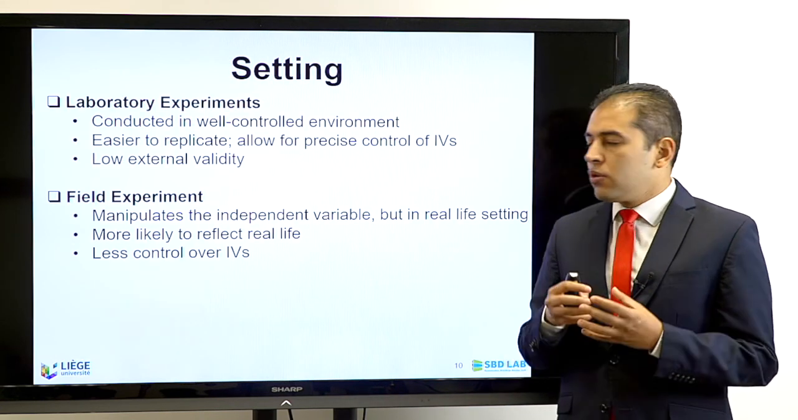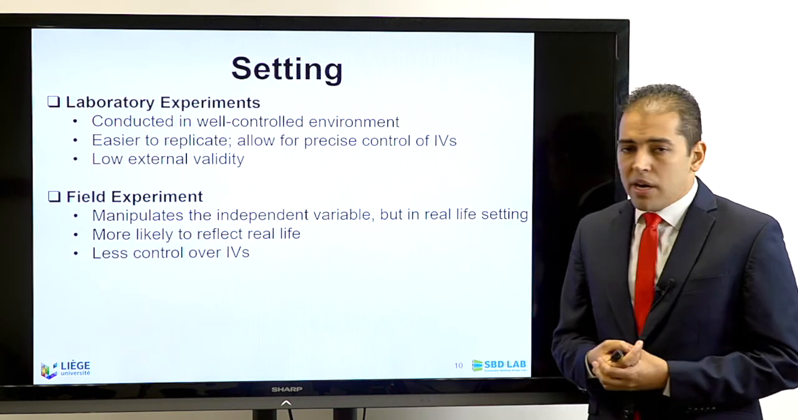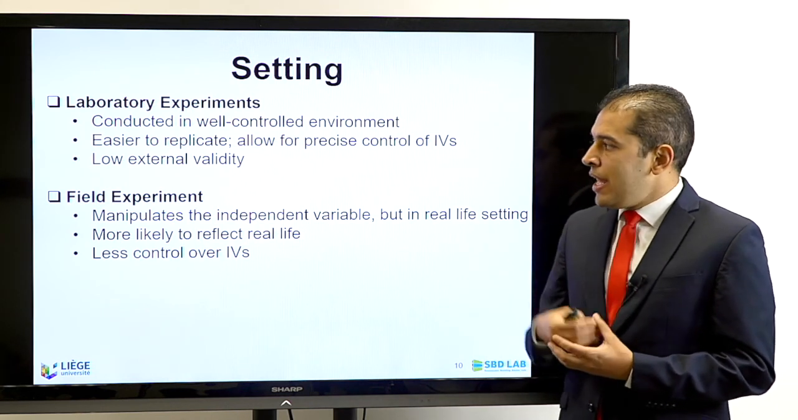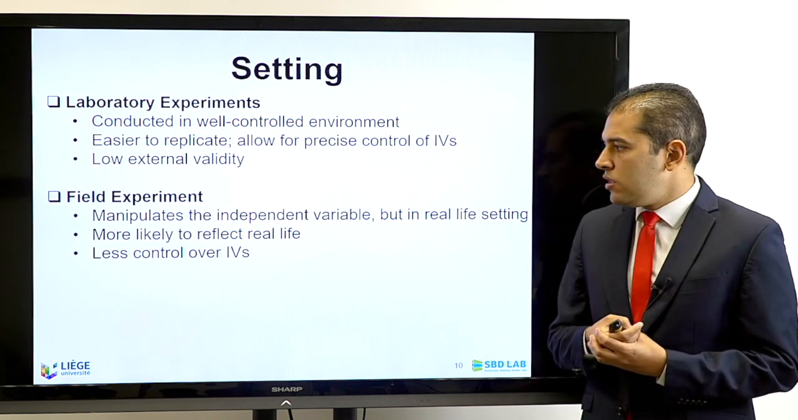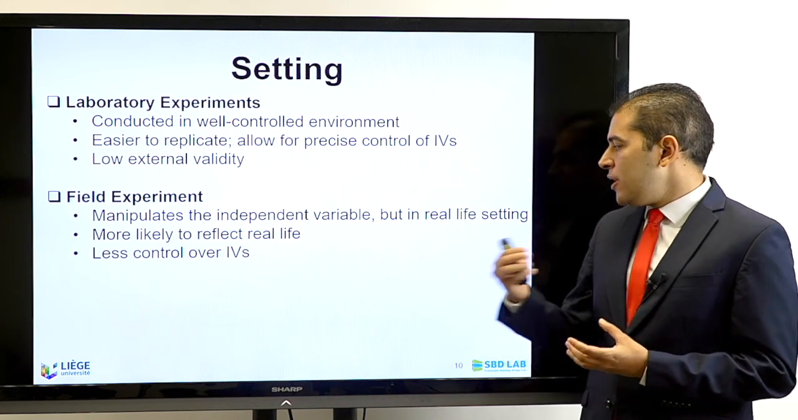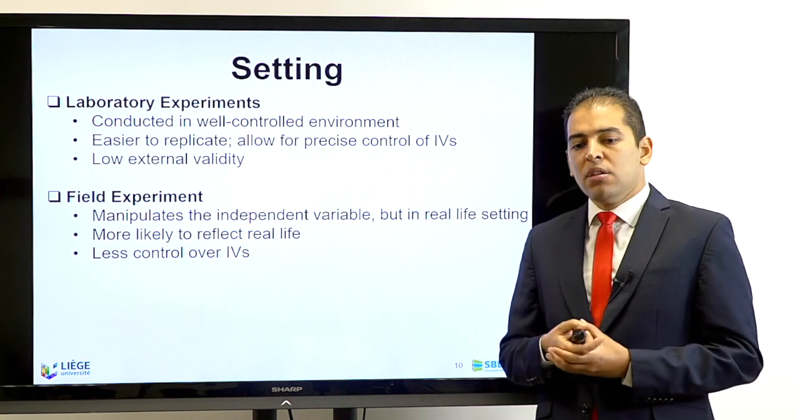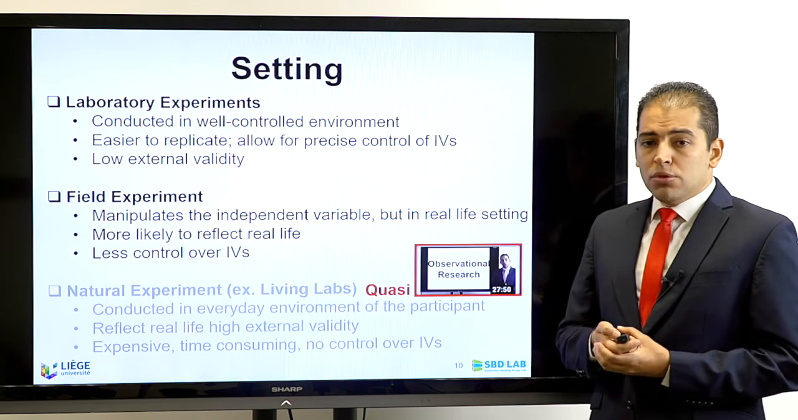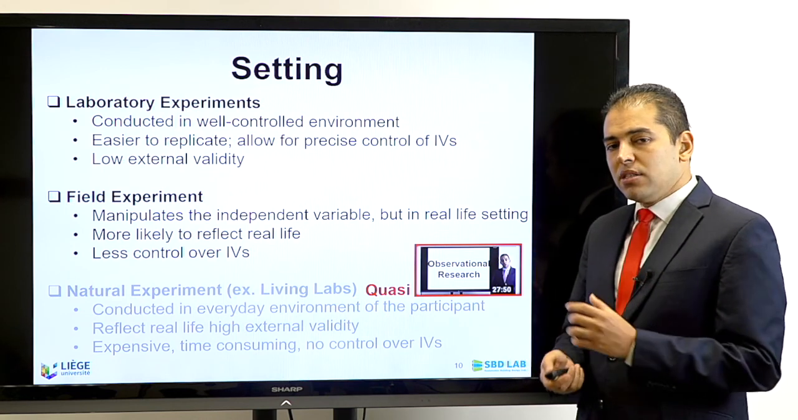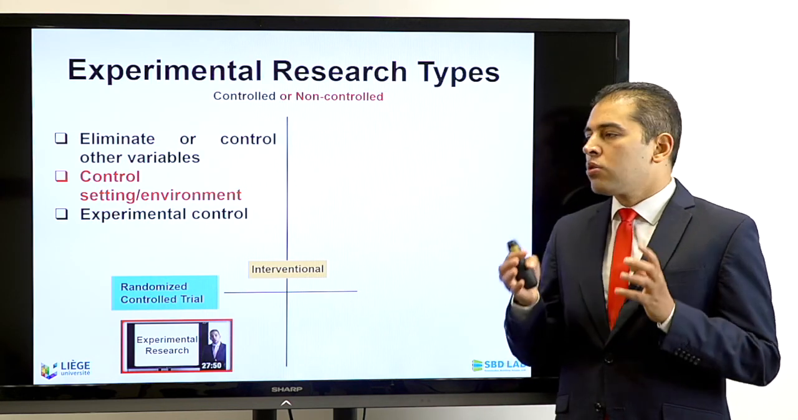When I talk about setting, I'm focusing in this presentation on two types. First, laboratory experiments conducted in well-controlled environments that are easier to replicate and allow precise control of the independent variables, but are low in external validity. Second, field experiments, where you can manipulate the independent variable in a real-life setting, which are more likely to reflect real life but with less control over the independent variables. If you want to know more about quasi-experimental or natural experiments, you have to follow the playlist on observational research.